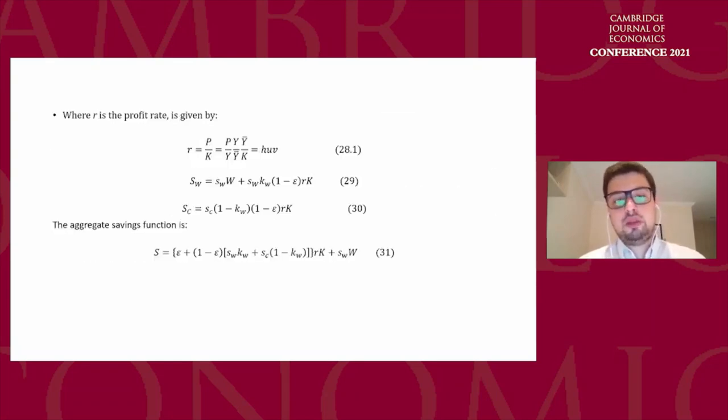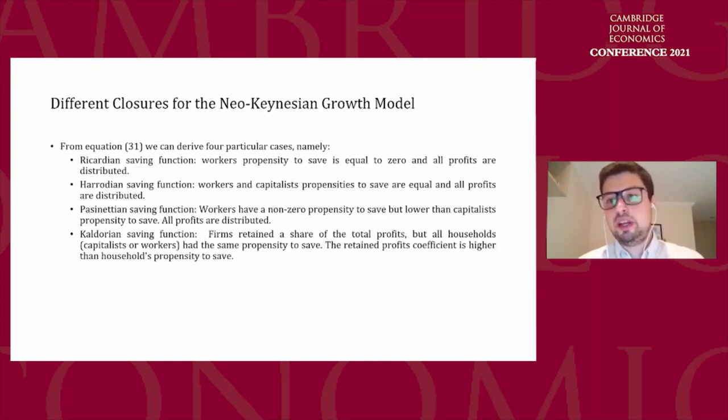So based on equation 31, we have different closures depending on what type of models we are analyzing. For instance, we have the Ricardian saving function, in which workers' propensity to save is equal to 0 and all profits are distributed. The Harrodian saving function, in which workers' and capitalists' propensities to save are equal and all profits are distributed.